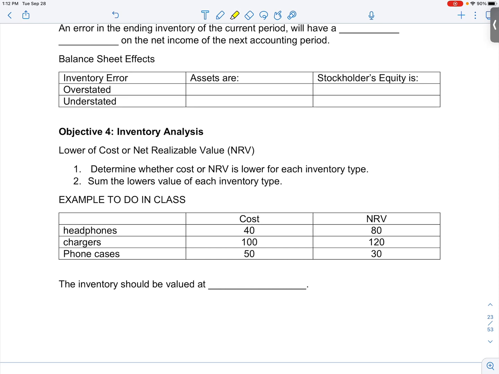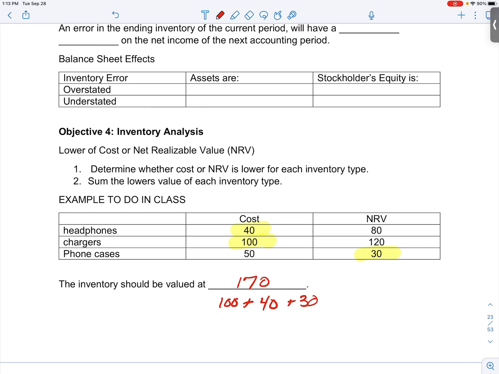Sometimes we do this by category. Sometimes we do it by product. In this example, we're going to go ahead and do it by product. So I go to headphones. 40 is my lower number. Chargers. 100 is my lower number. Phone cases. 30 is my lower number. I go ahead and add that up, and I say my inventory should be valued at 170. The 100 plus the 40 plus the 30. So don't make that harder than it needs to be.